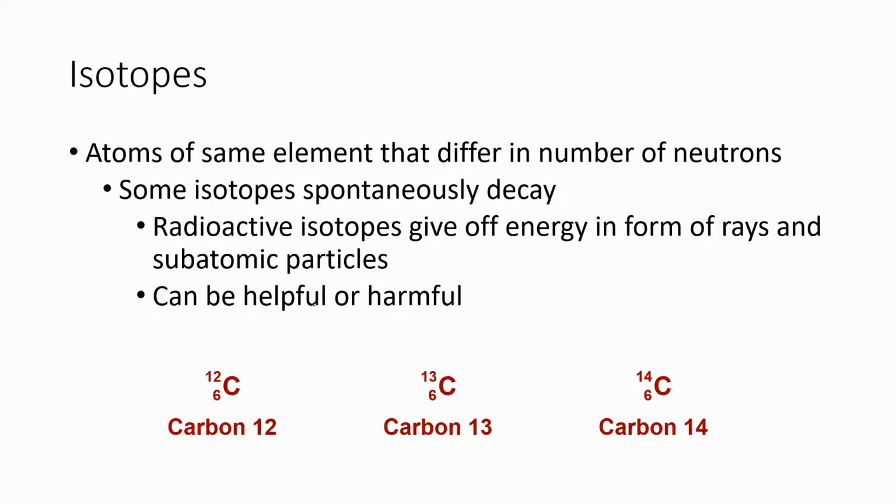Notice that they all have 6 protons, or an atomic number of 6, but what they differ in is their mass number. What this means is that they each have a different number of neutrons. In the case of carbon-12, they have 6 neutrons. Carbon-13 atoms will have 7 neutrons, and carbon-14 atoms will have 8 neutrons.